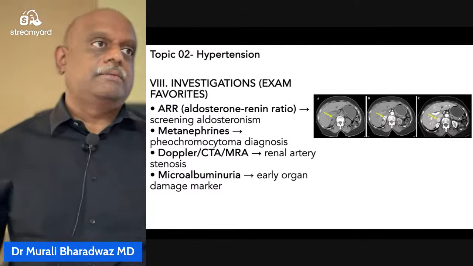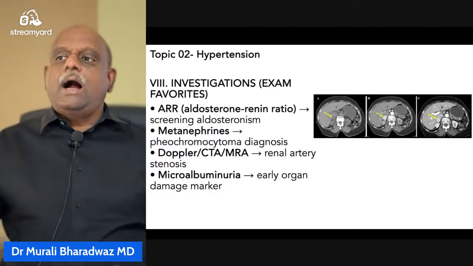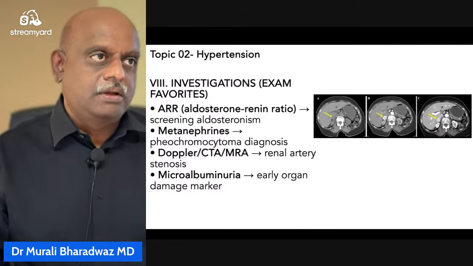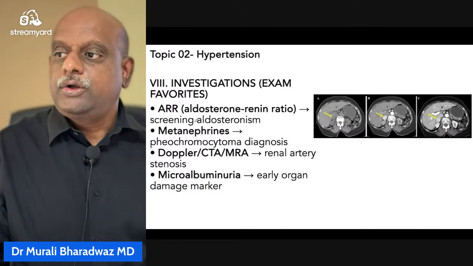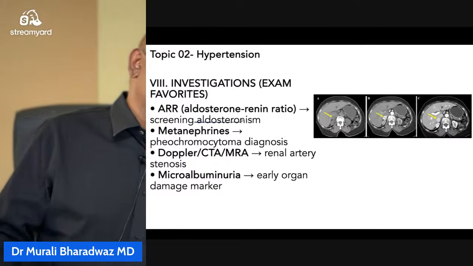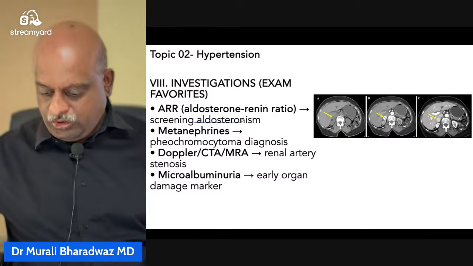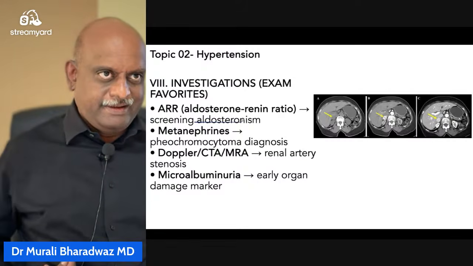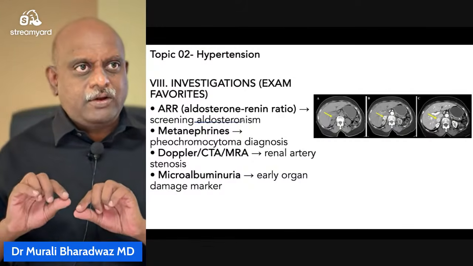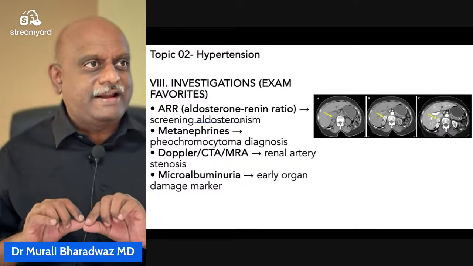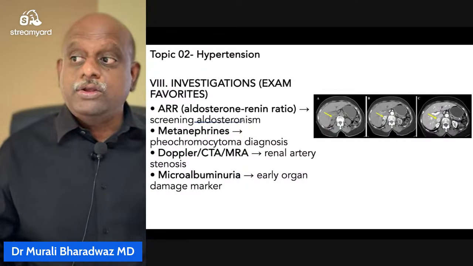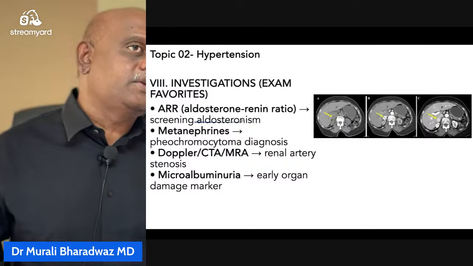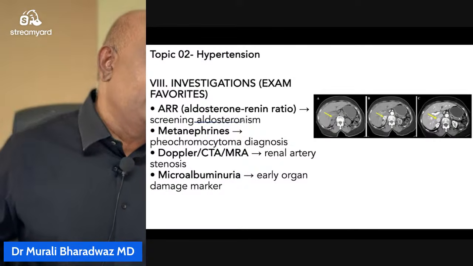How do you investigate? We take the aldosterone-renin ratio to screen for aldosteronism. You will pass a catheter into the renal vein, and you will calculate the renin value and the aldosterone value, then the aldosterone to renin ratio. What will happen to the aldosterone-renin ratio in primary versus secondary?